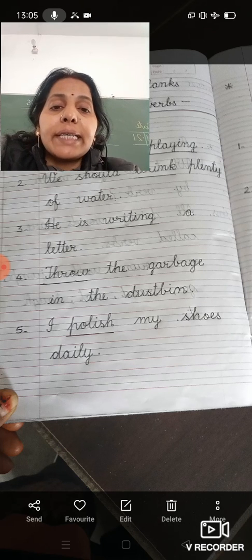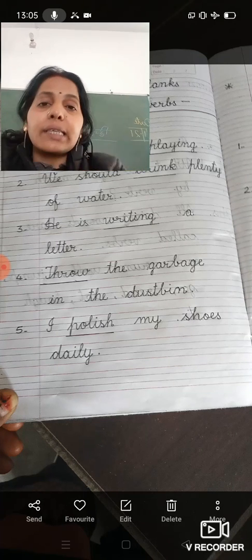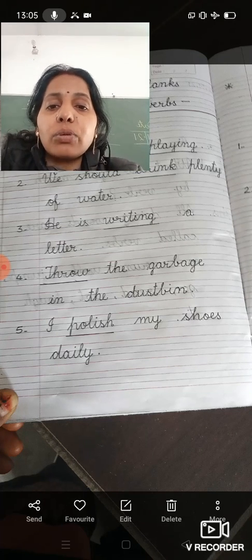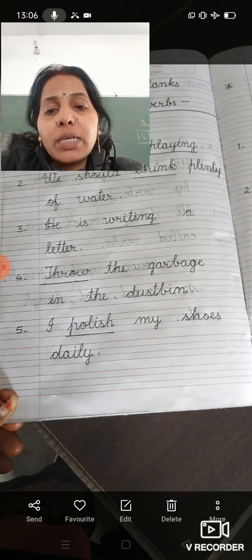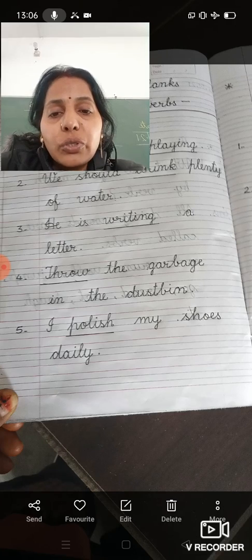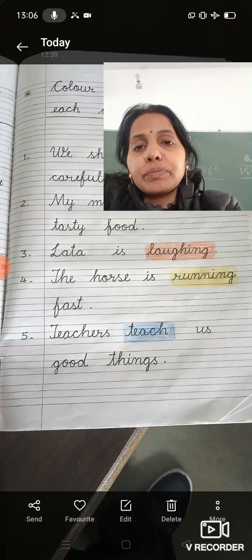Fourth sentence, dash the garbage in the dustbin. What do we do with garbage in the dustbin? We throw the garbage into the dustbin. Last sentence, I polish my shoes daily. What do you do with the shoes? You polish your shoes daily. Go to the next page, children.